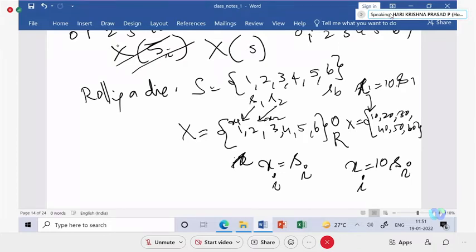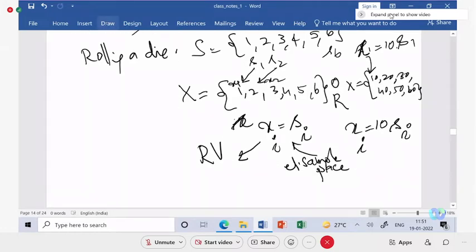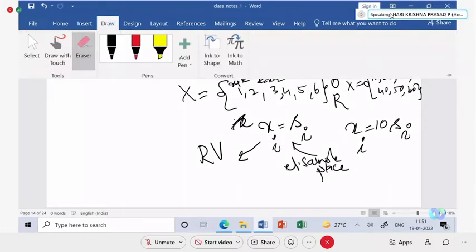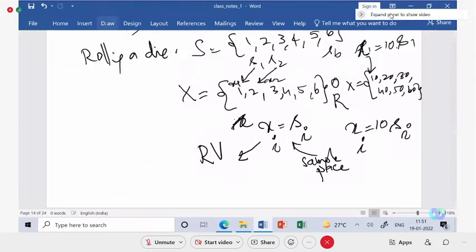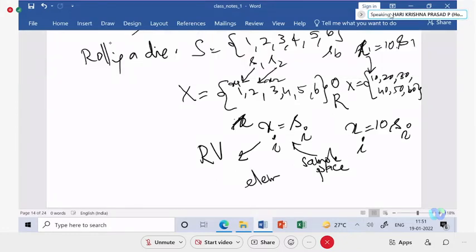What is the difference between Xi and Si? X refers to random variable. S refers to sample space element. Element in sample space. Is it fine? Any questions till now, please? So Si refers to element in sample space. Xi refers to random variable. Any questions, please?